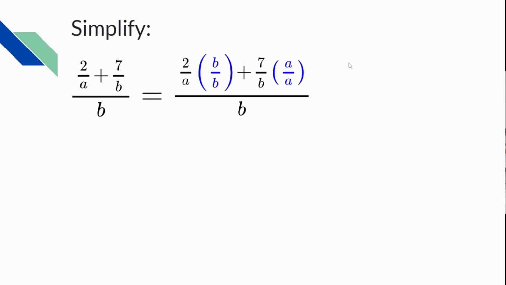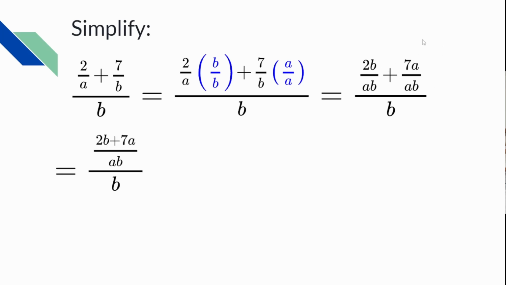So up top, we get 2b over ab plus 7a over ab. So we're ready to add these fractions, and we get 2b plus 7a over ab. Next, we're going to write this down as a division problem. We're dividing this by this. I rewrote b as b over 1 to make it clear what we're doing.